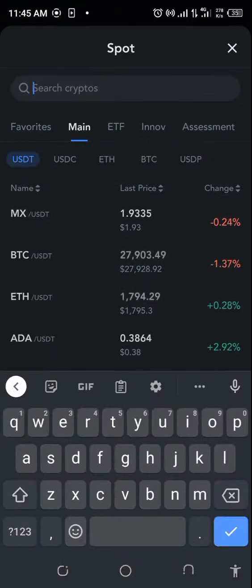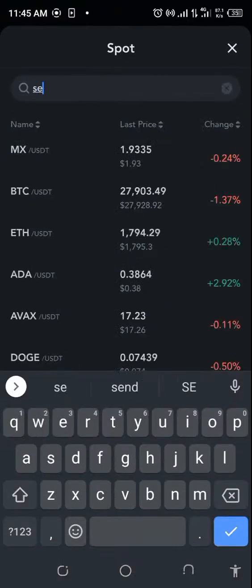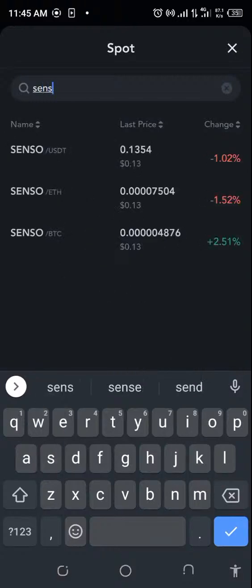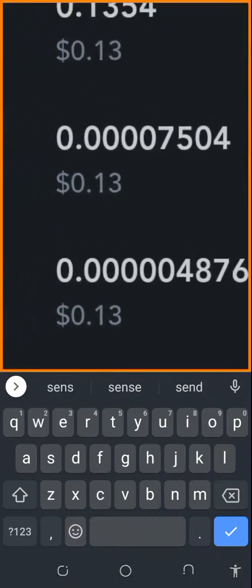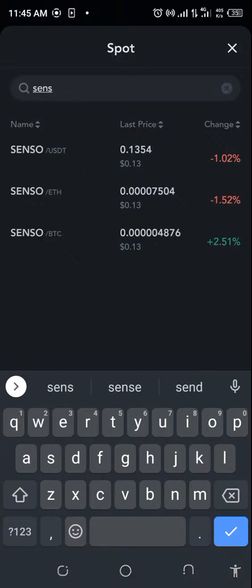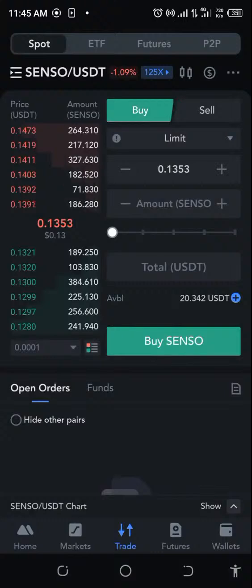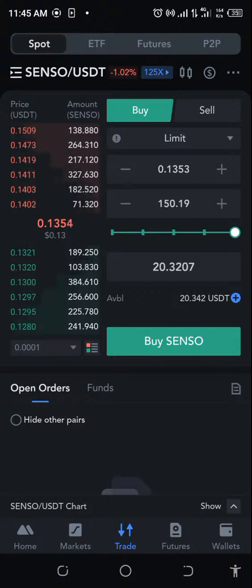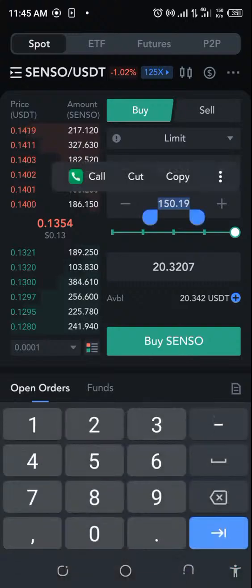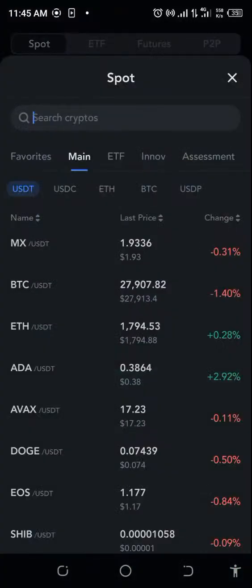So let's check on ETH. That should be Senso ETH. Everything still looks like it's the same price, but let me go back and try this out and then try to sell to ETH. Maybe that would be a better option. You can see now it's gone down to 150.19. So let me copy this, cut that, and then go to Senso ETH.